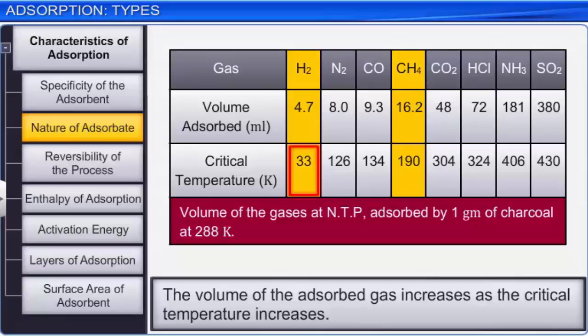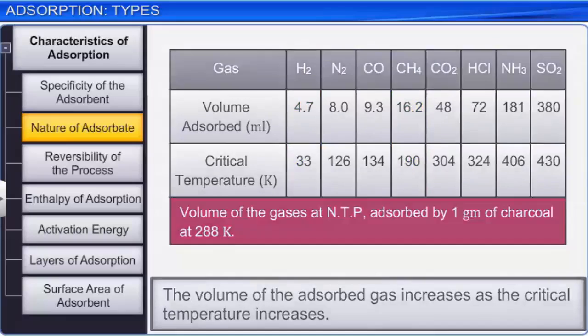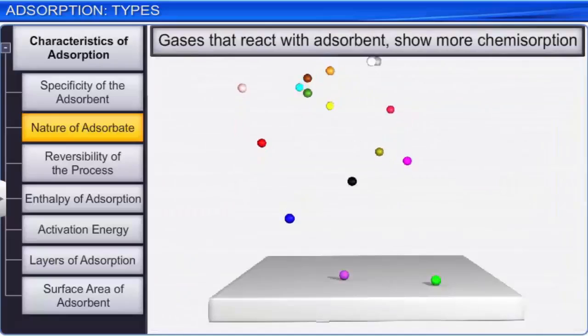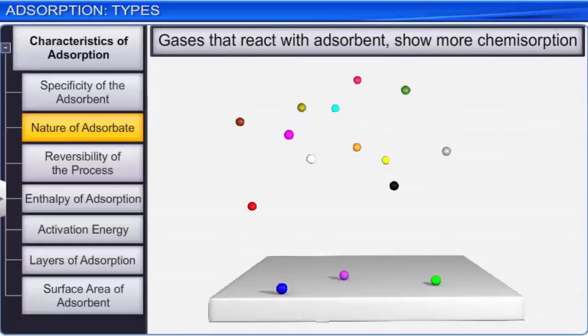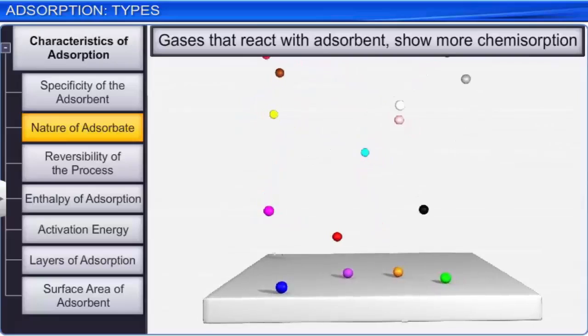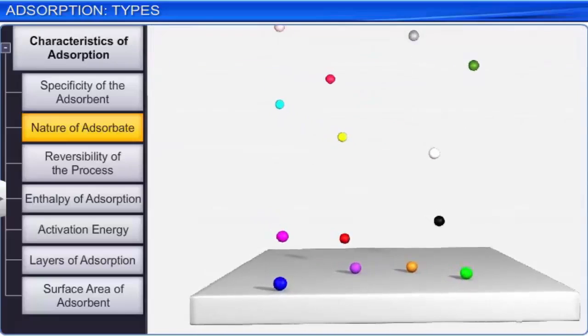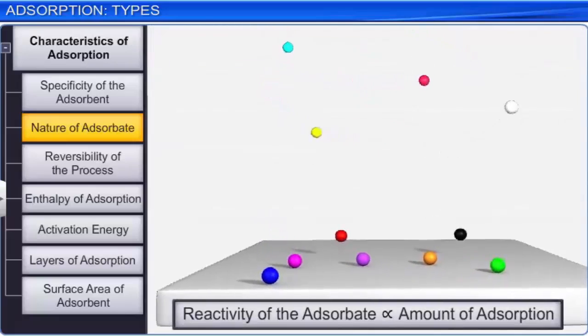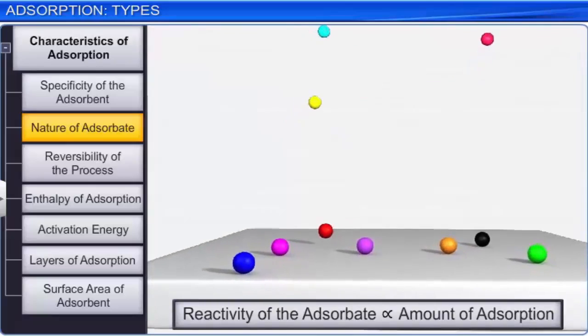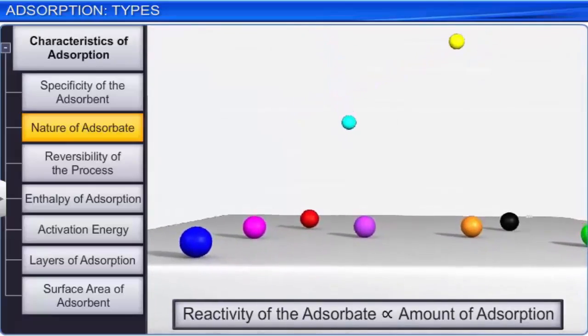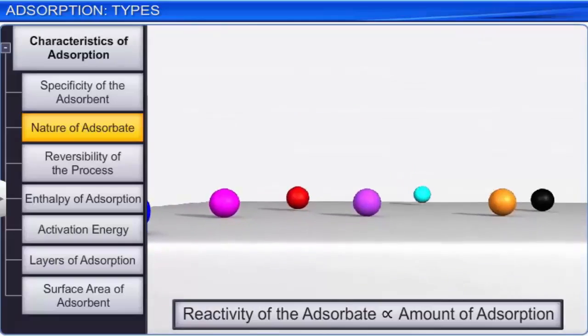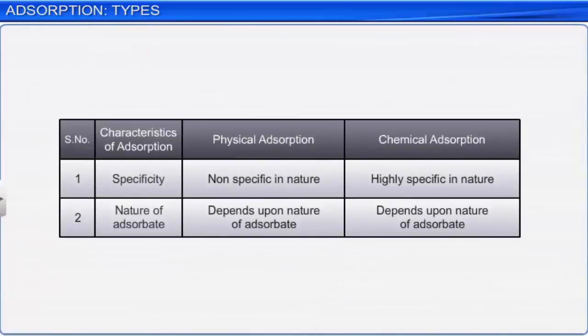In chemical adsorption, no correlation is seen between the amount of gas adsorbed and the critical temperature of the gas. But adsorption depends on the chemical nature of the gas. The greater the reactivity of the adsorbate, the greater is the amount of adsorption. Therefore, we can infer that both physical and chemical adsorption depend on the nature of the adsorbate.